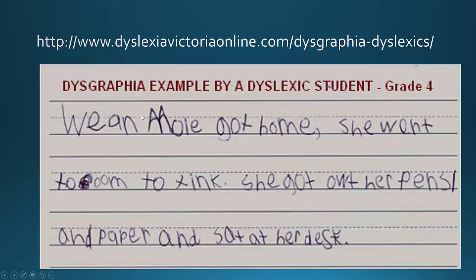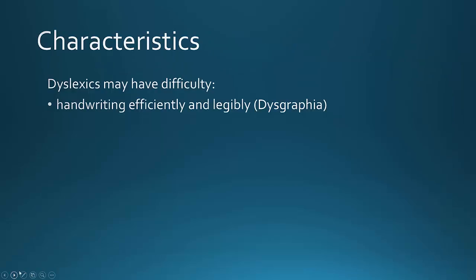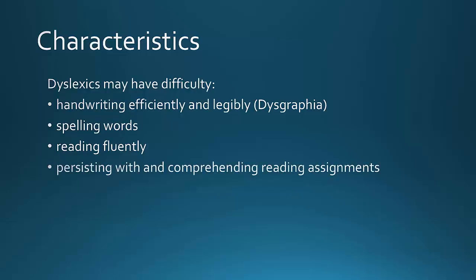You can see there's a little bit of difficulty with letter formation here. And if students have difficulty forming letters efficiently and fluently, it takes away from their ability to record their message. They might change their message so that it's simpler to write, or they might write in a way that it's hard for somebody to read. In addition to dysgraphia, dyslexic readers also have difficulty spelling words. They have difficulty with reading fluency and difficulty persisting with and comprehending reading assignments.